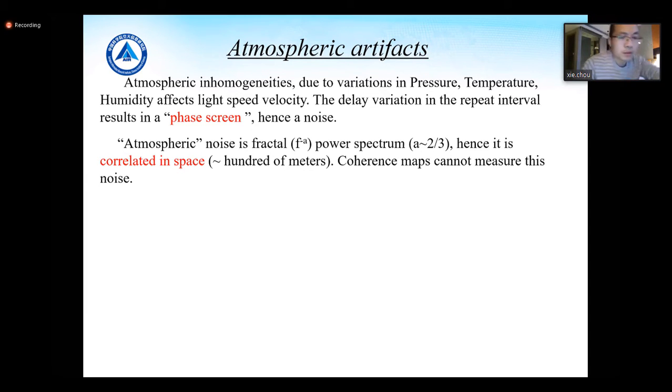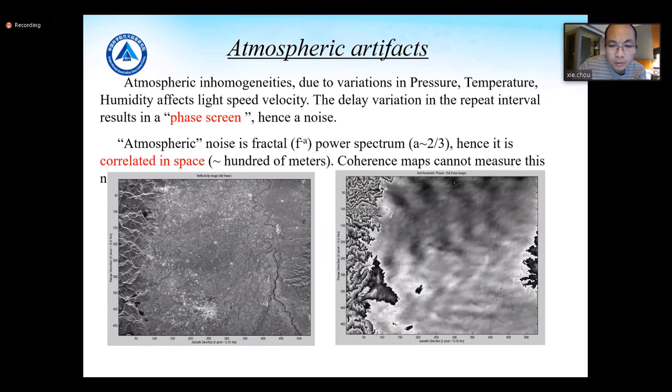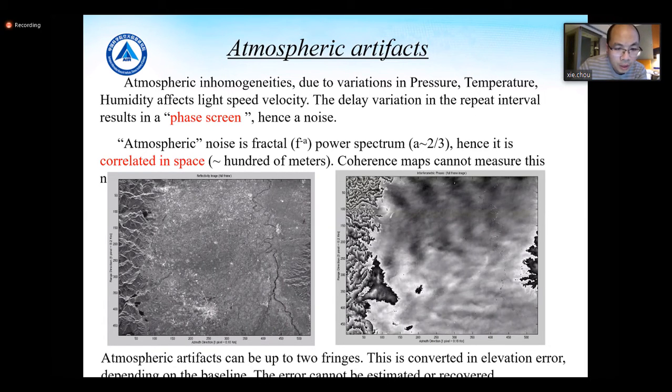Atmospheric noise has a fractal power spectrum. Hence, it is correlated in space. Coherence maps cannot measure this noise. At most, the artifact can be up to 2 fringes. It is converted into elevation error, depends on the baseline. The error cannot be estimated or recovered.